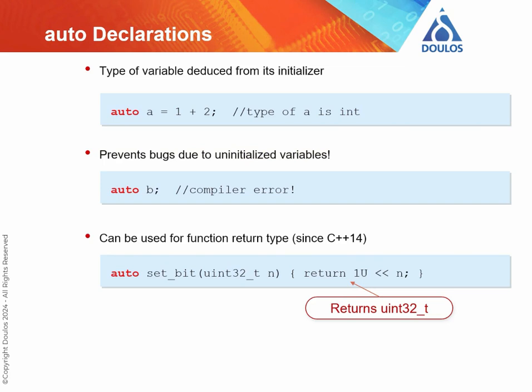We can also use the auto keyword for function return types, provided the compiler can work out what the actual return value type should be. So in the case of our setBit function here, it's clear that the return type is going to be a uint32_t. So the compiler can work that out. We don't need to worry about specifying it ourselves. Okay, so that makes it easier to write the code.